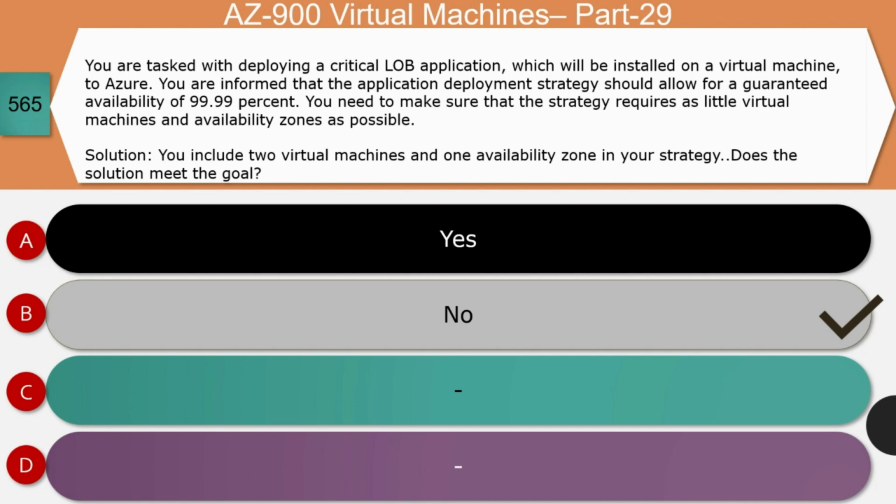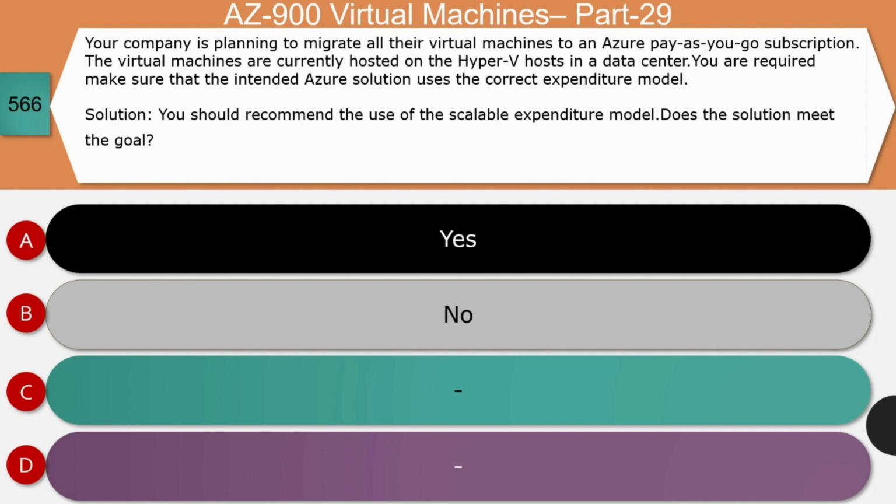Let's see the reason. You need multiple availability zones, two or more, and if possible in different Azure regions, that will meet the goal, and that's why the option B is selected.